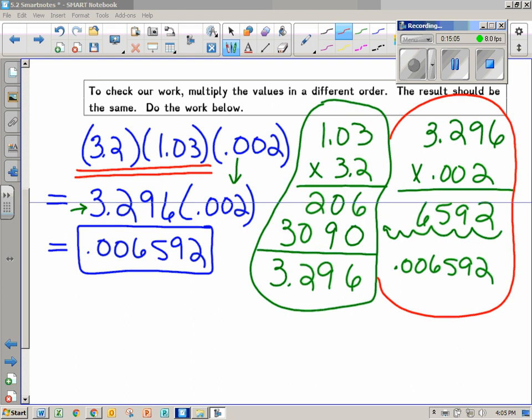That was pretty easy multiplication, really just one line. Just don't forget that you have to count 1, 2, 3, 4, 5, 6 decimal places over, which gives you 0.006592, which was the same result we got in the other order. So that's a great way to verify information, is to just work it a different way. Multiplying in a different order is a different strategy, and that helps us verify our work. So have fun multiplying.